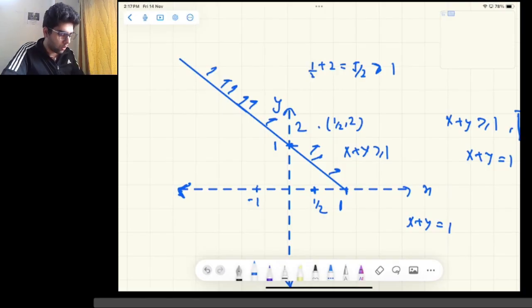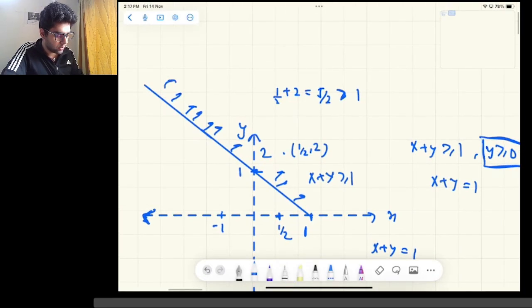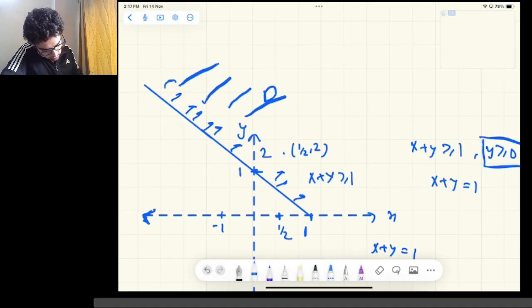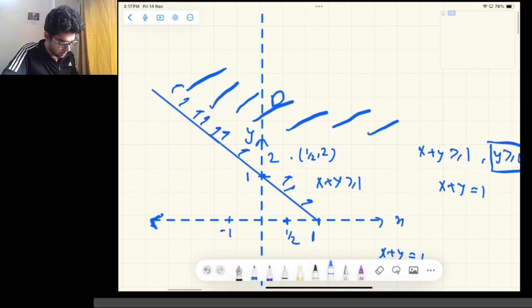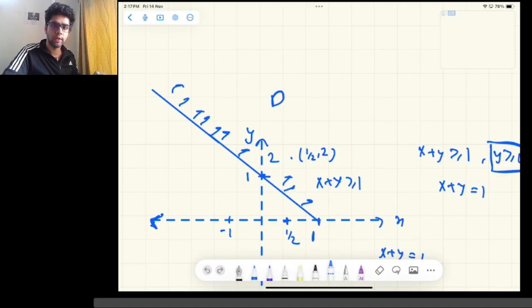So hence all the points lying in this region above this line, in the first and the second quadrant, are the required points, or the domain D. So this is the domain D basically, this whole portion. If I just extend this line, this is the whole portion, right? So now let me just remove this. I hope you guys got an idea.